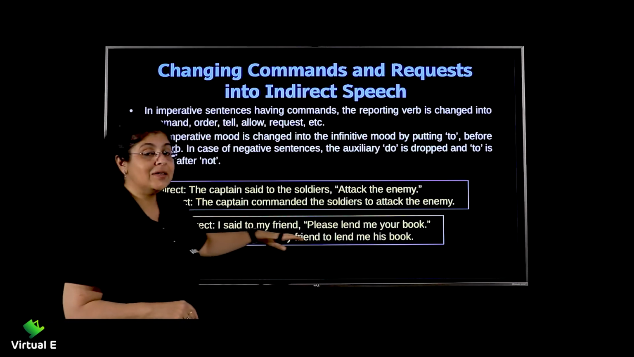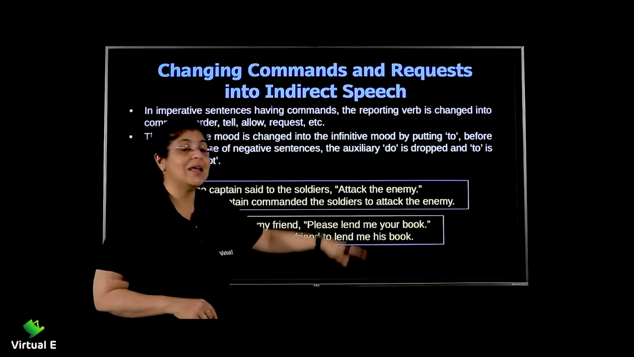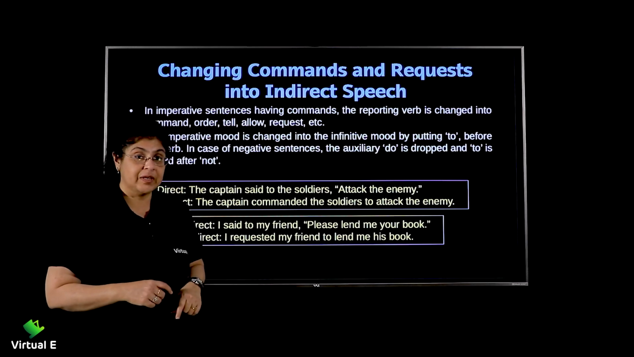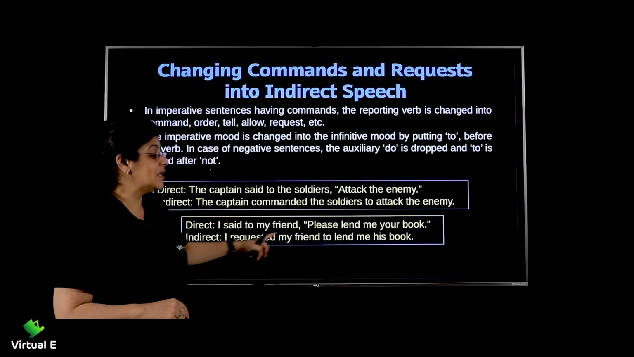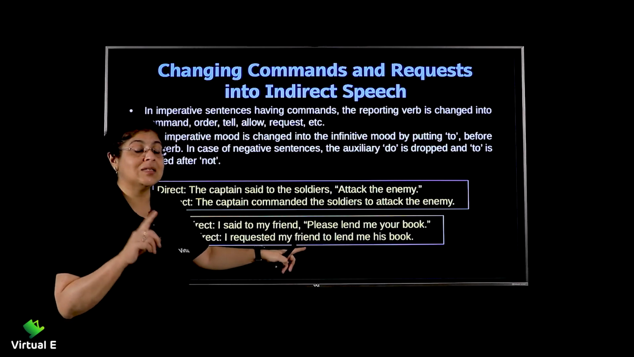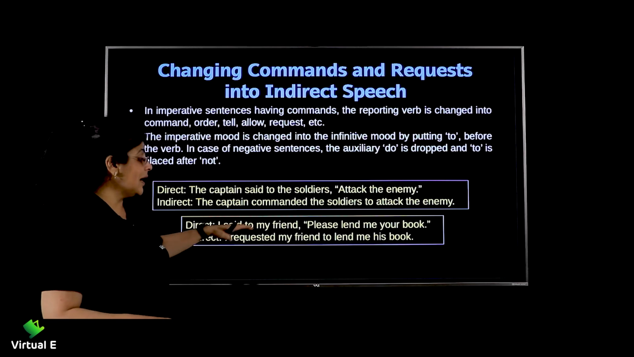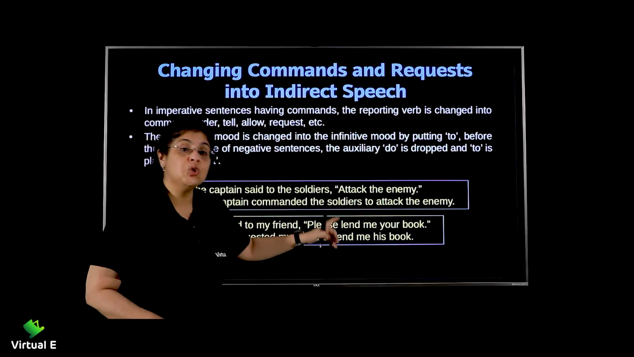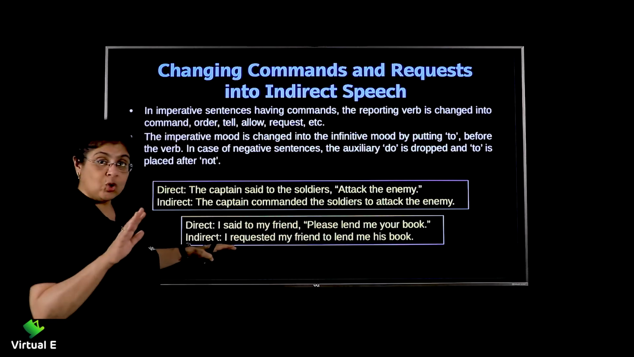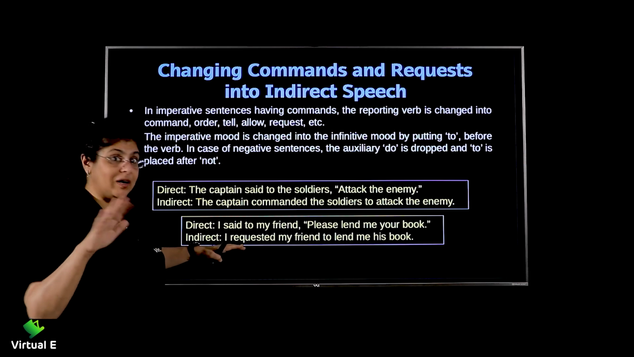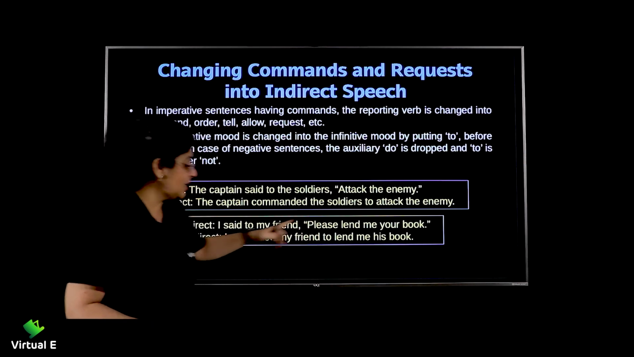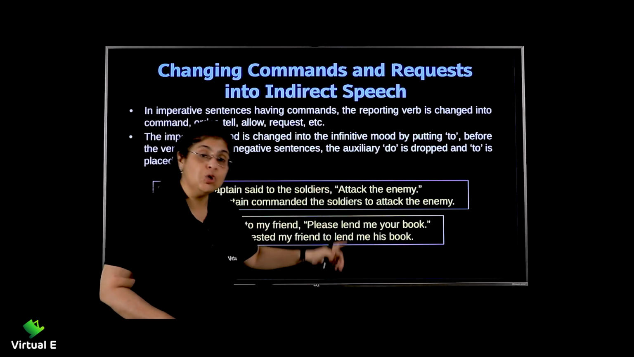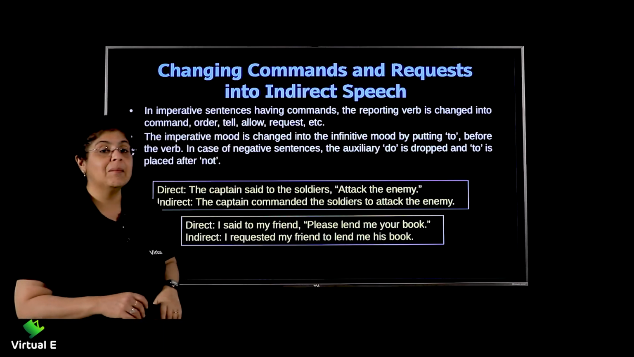Likewise, I said to my friend, please lend me your book. Now, the moment the word please comes, it's a request, correct? So, I requested my friend. You will not say I requested to. Said to becomes requested. I requested my friend to. Now, the please has converted into request. So, don't write the word please again. Yes, the please has got converted into requested. So, I requested my friend to lend me his book.